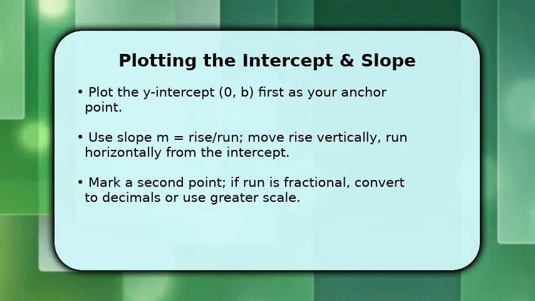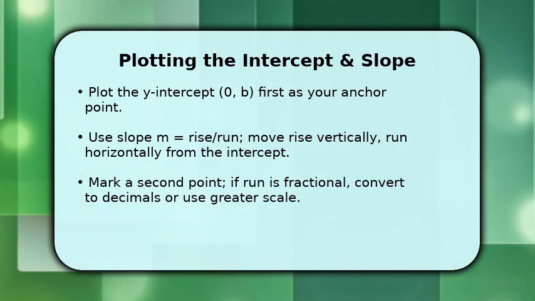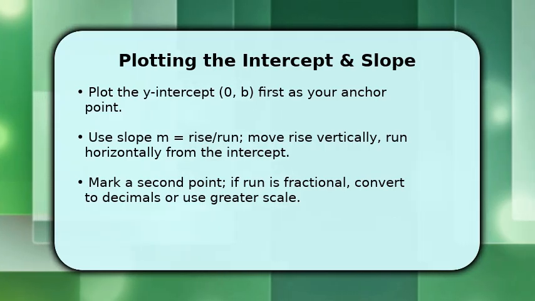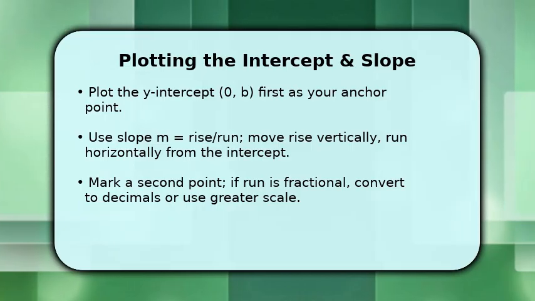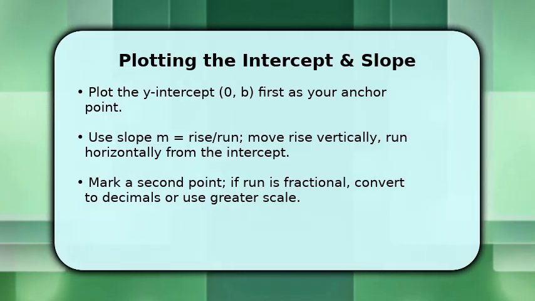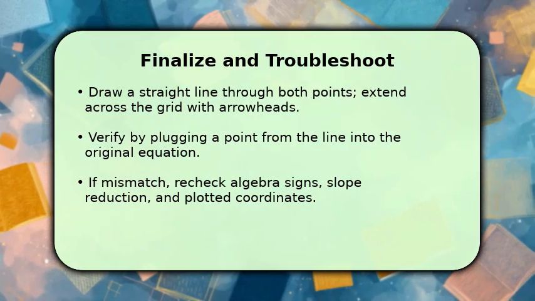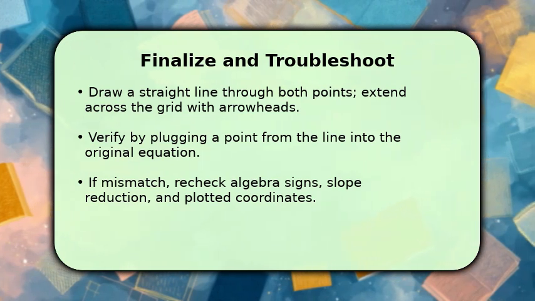If the run is fractional, adjust your scale or convert to decimals so points align on grid intersections. This avoids rounding errors and keeps the line accurate. You finish by sketching a straight line through your points and extending it with arrows to indicate continuity.